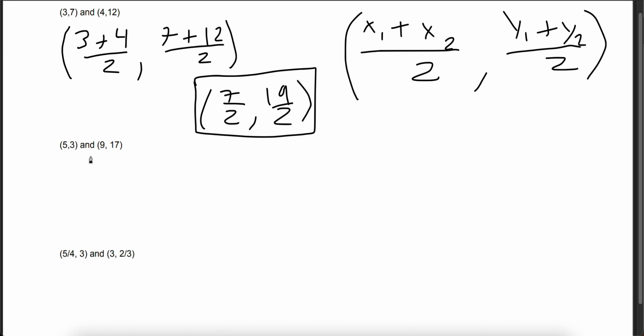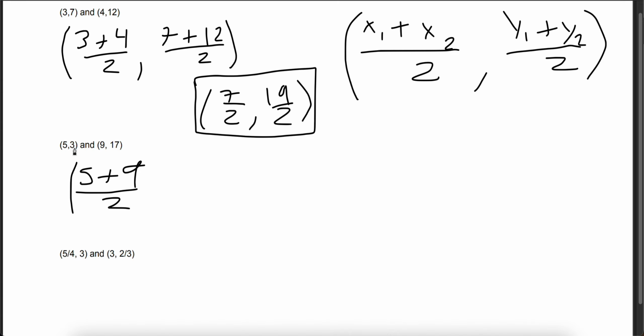Alright, let's move on to the next one. We pretty much do the same thing. We correspond our x1 and x2 and our y1 and y2 and find the middle. So our x1 is 5 and our x2 is 9, so we add them and divide by 2. We can already say it's 5 plus 9 over 2, which we know is 14 over 2, or 7.